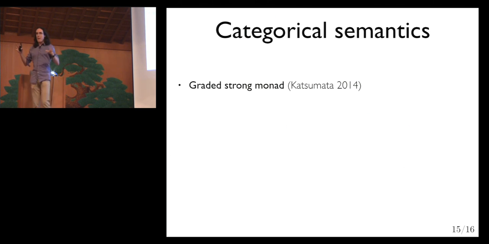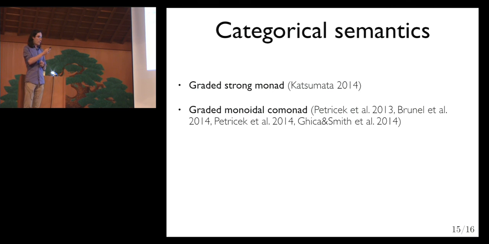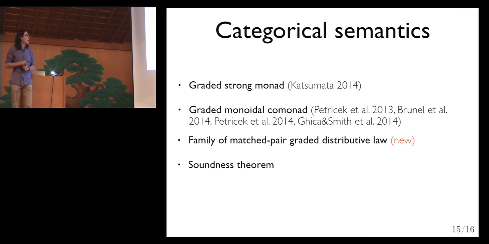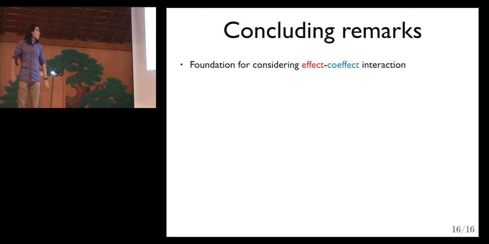So I've touched on the semantics. We've got a graded strong monad in there, which is due to Katsumoto. We've got a graded monoidal comonad, which appears in lots of coeffect work. But the new thing is this family of matched pair graded distributive laws. And of course, we prove this sound. So we set up a foundation for thinking about effect and coeffect interaction.